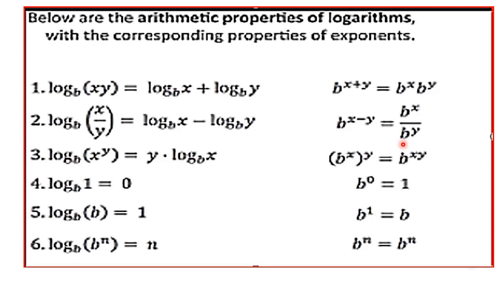Number 3, logarithm of x to the y to the base b is equal to y times the logarithm of x to the base b. b to the x raised to y is equal to b to the xy. Number 4, the logarithm of 1 to the base b is equal to 0. b to the 0 is equal to 1. Number 5, the logarithm of b to the base b is equal to 1, or b to the 1 is equal to b. Any number raised to 1 is equal to the number. And number 6, the logarithm of b to the n to the base b is equal to n. b to the n is equal to b to the n.